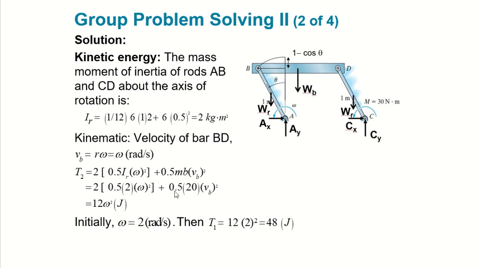But I will give you a similar problem in your problem solve. And then of course you calculate all of that, and you're going to get 12 omega squared, and this is your kinetic energy in joules. Then we're going to put that all together, and omega is 2. So therefore T1 is equal to 12, T1 is equal to T2. So you end up getting 48 joules.